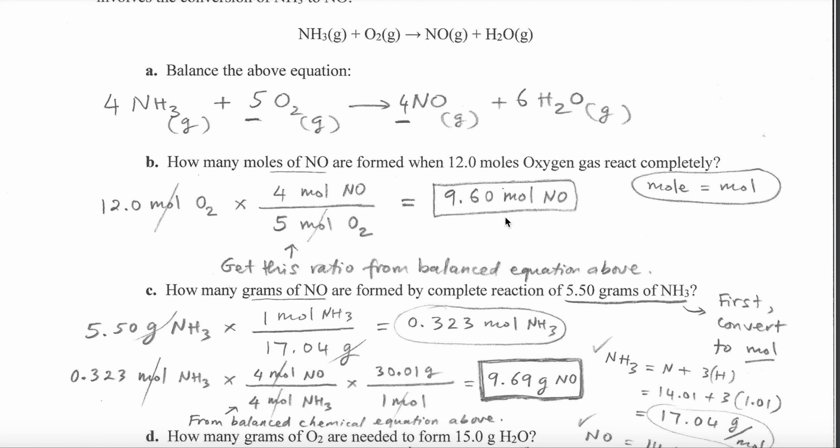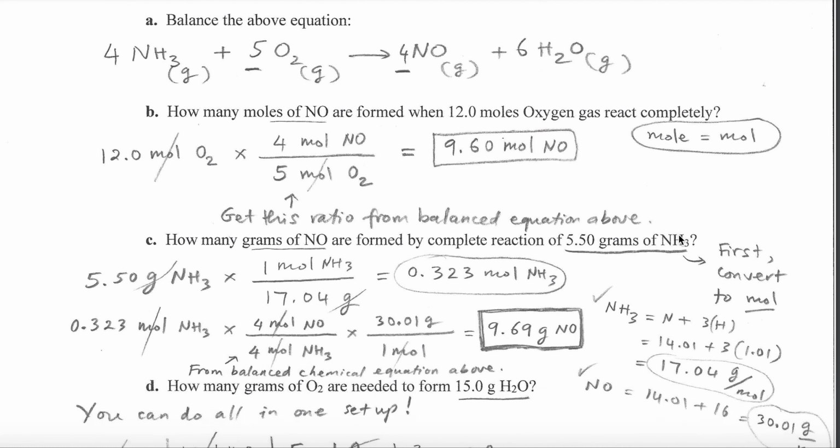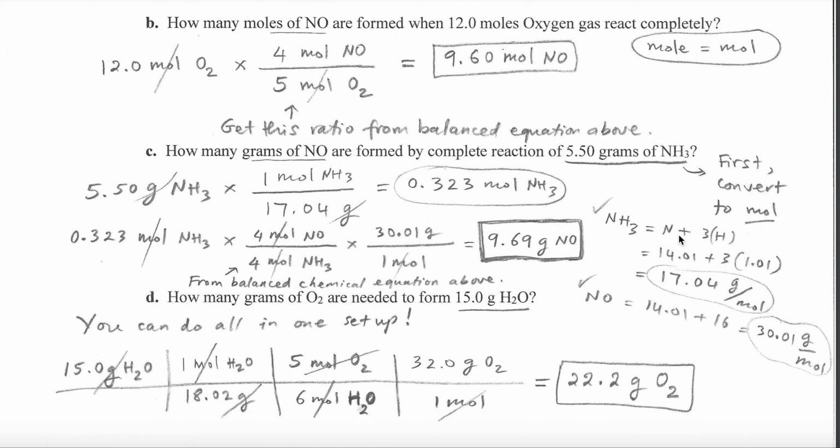All right. Now for part C, we're given grams of ammonia, and we're asked to calculate grams of NO. Well, that's going to be extra steps. The first thing you want to do is convert to mole first. And again, we've done this. At the beginning, we need molar mass right here. Convert it to mole, and then we set up the ratio. Remember 4/4. Got that from the balanced equation above in part A, right here.